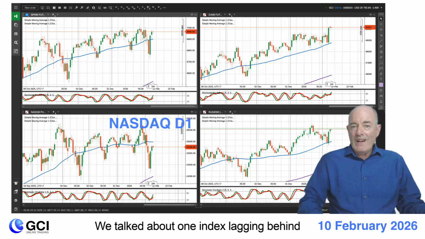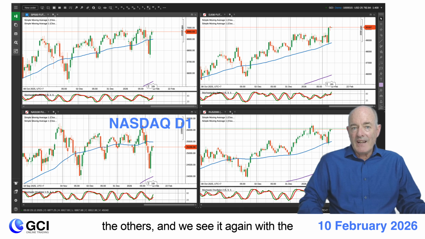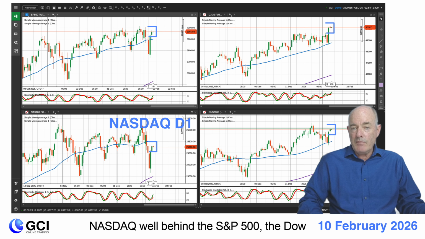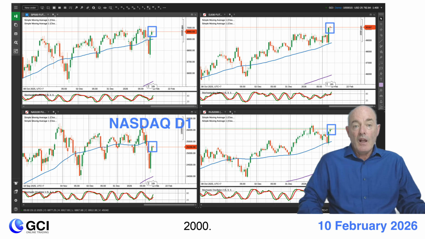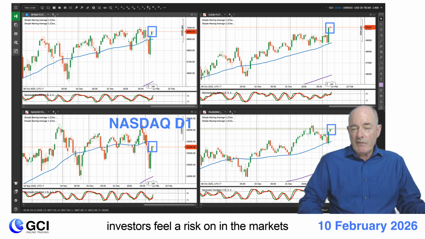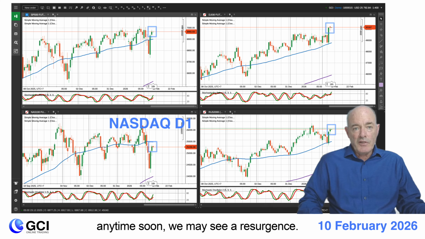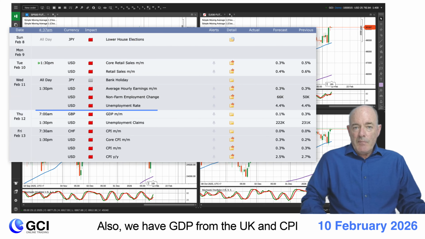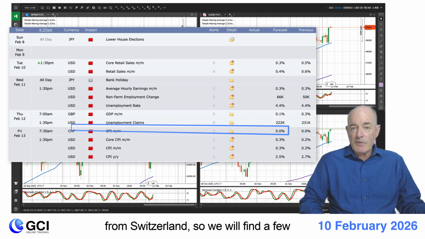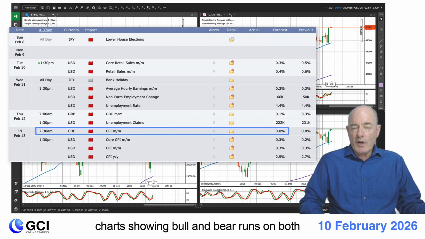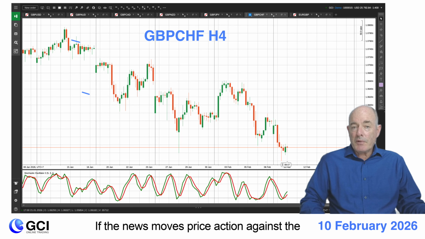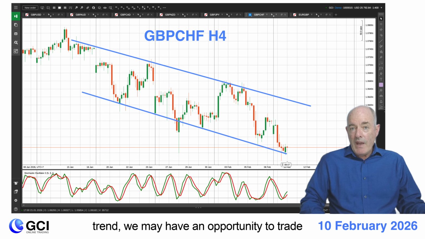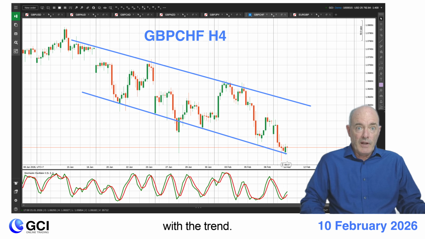We talked about one index lagging behind the others, and we see it again with the NASDAQ well behind the S&P 500, the Dow Jones Industrial Average, and the Russell 2000. There are many reasons for this, but if investors feel risk on in the markets anytime soon, we may see a resurgence. Also, we have GDP from the UK and CPI from Switzerland, so we will find a few charts showing bull and bear runs on both currencies. If the news moves price action against the trend, we may have an opportunity to trade with the trend.